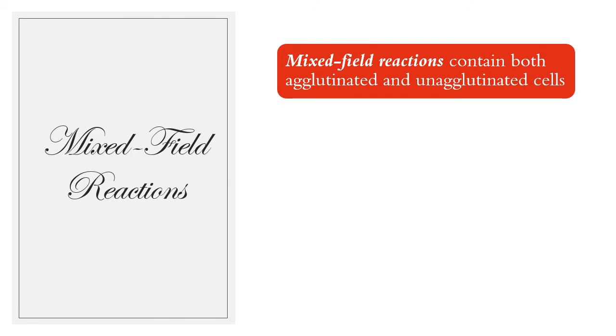Mixed field reactions contain agglutinated and unagglutinated cells. The best way I can describe that is, here's your tube. In your tube, you're going to have a population of clumps, and then everything else is going to be clear. Then, just for the sake of showing a different color, you're going to have another set of clumps. So it looks like two different populations of cells. That's why it's called mixed field: there are agglutinated and unagglutinated cells, clumps and no clumps.